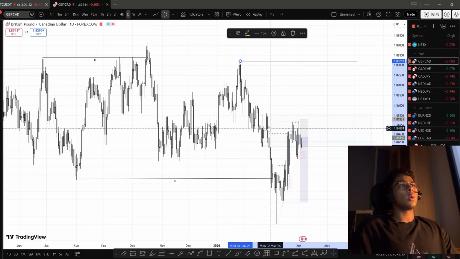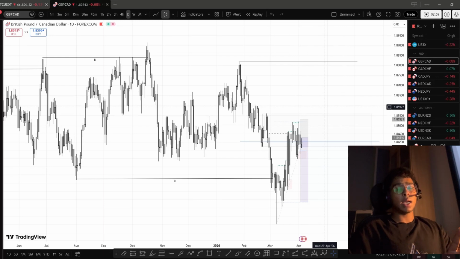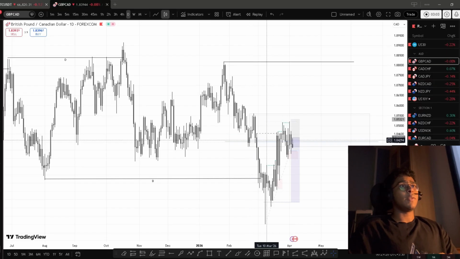So I'm going to draw an equilibrium from here to here to see if we are in an area of premium or we are in discount. Anything above the 50% is considered an area of premium, which is good for sell trades. What do I see? When we tap the equilibrium, there is an area of supply present here.